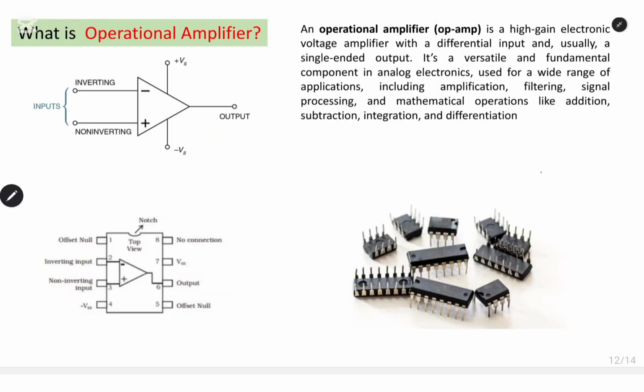Let us now define what the operational amplifier is. An operational amplifier is a high-gain electronic voltage amplifier with differential input and a single output. It is a fundamental component in analog electronics, in applications such as amplification of signals, filtering of signals, in signal processing, mathematical operations like addition and subtraction of signals, and integrating and differentiating of a signal.